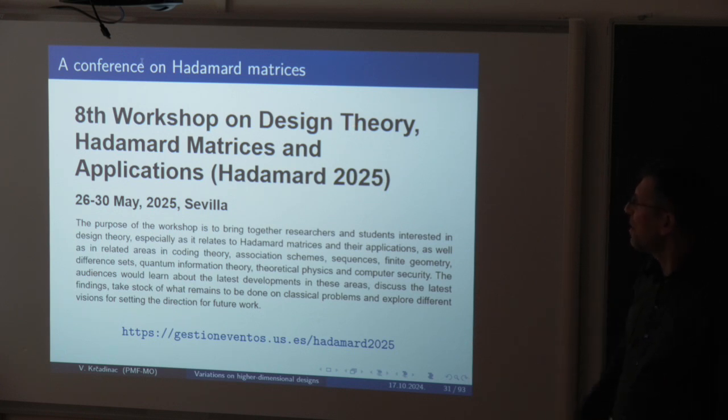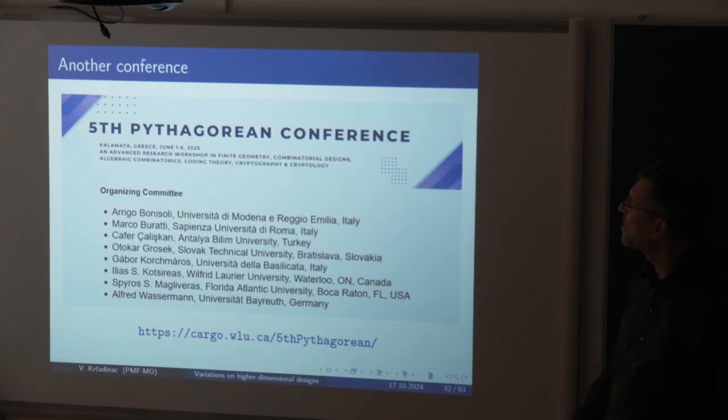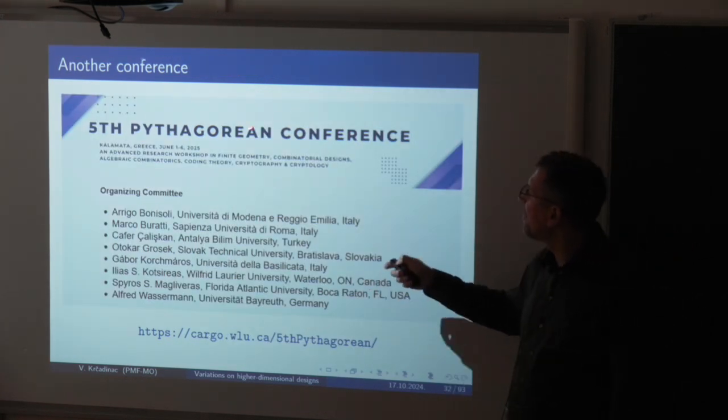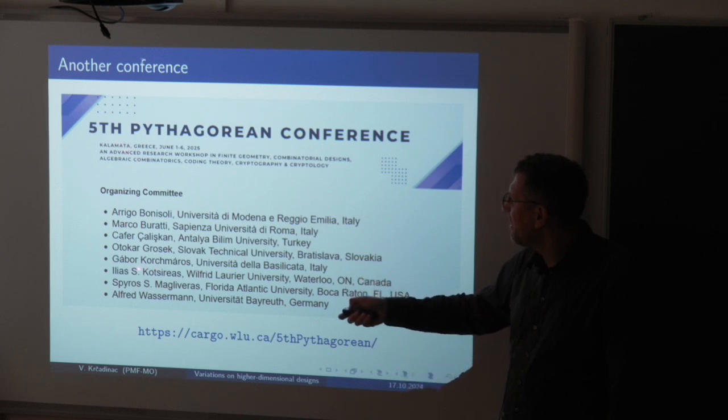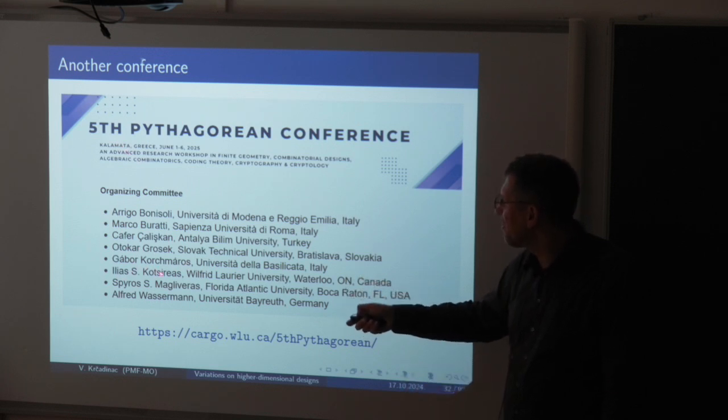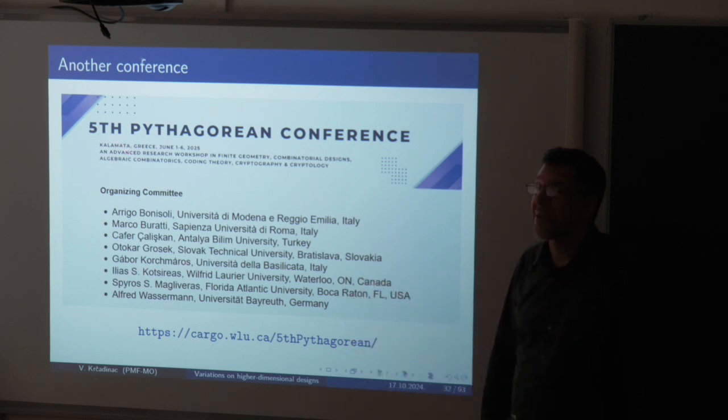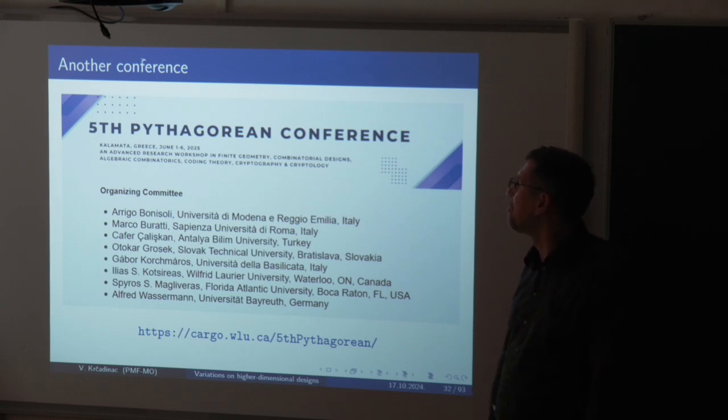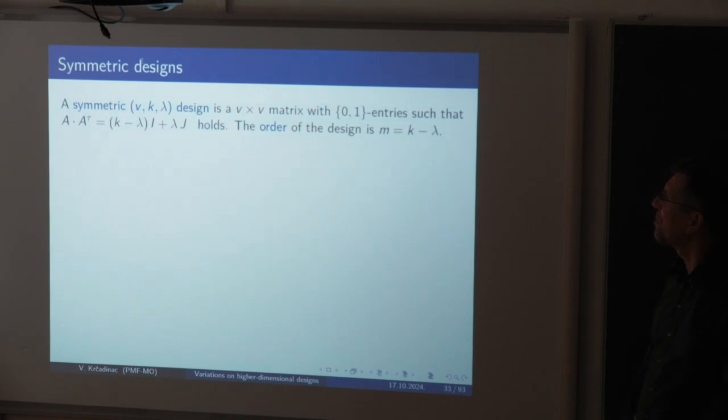So this is one conference that would be perhaps suitable. Another one is the 5th Pythagorean conference in Kalamata. Ilias is one of the organizers. Alfred is another one. So this is another place where such a talk would be good, if anyone manages to solve some of these questions. Now, Hadamard matrices are done.